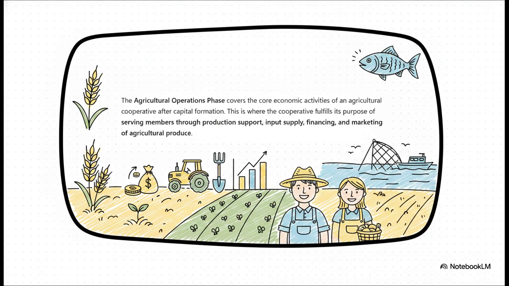So this phase covers the cooperative's core economic activities. It's that exciting moment when the startup phase ends, the co-op rolls up its sleeves and really starts fulfilling its ultimate purpose. We're talking production support, input supply, financing, and marketing of agricultural produce. It's no longer just money sitting in a bank account somewhere, right? It's about putting that money to work, out in the dirt and on the water.